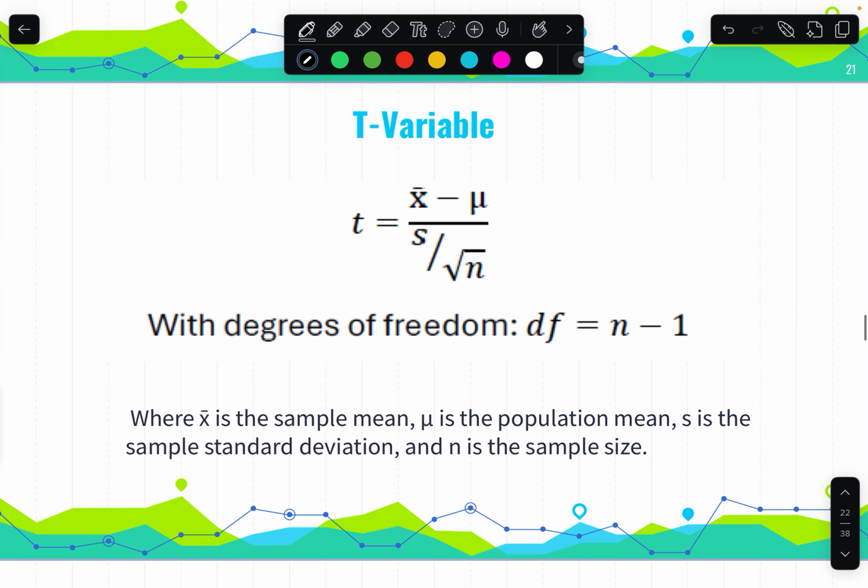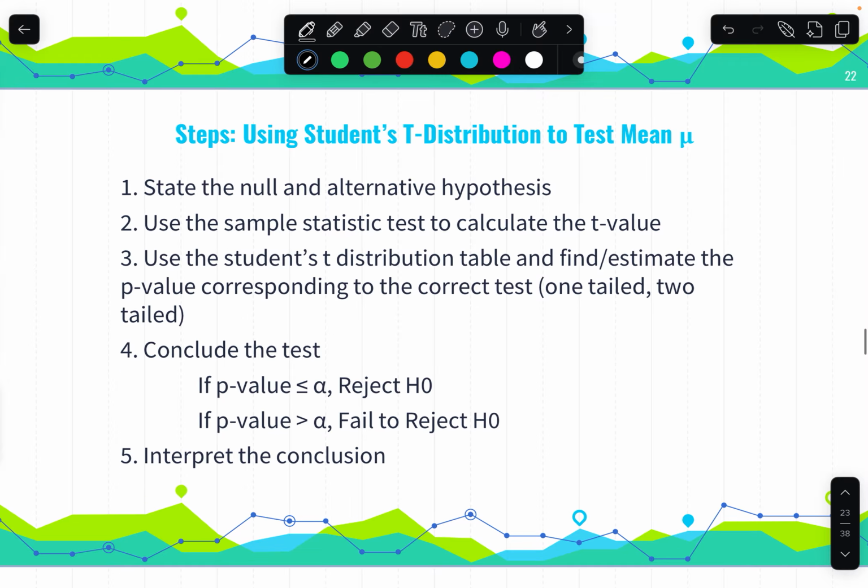Just a refresher here, we are working with the t variable still, where you're going to be finding the difference between the sample mean and the population mean, all divided by the sample standard deviation divided by the square root of the sample size. And of course, we need to use that degrees of freedom equation, which is degrees of freedom equals n minus 1.